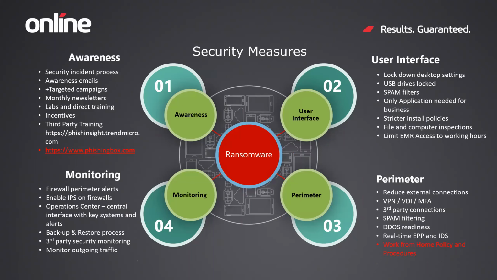And then perimeter. And I just highlighted this one in red because it's come up in the last week 3 or 4 times for me. And that is work from home policy and procedures. A lot of us in 2020, 2021, our environment's changed. A lot of people are now working from home or are getting into our environment from home. And so we really need to rethink what that work from home policy looks like.